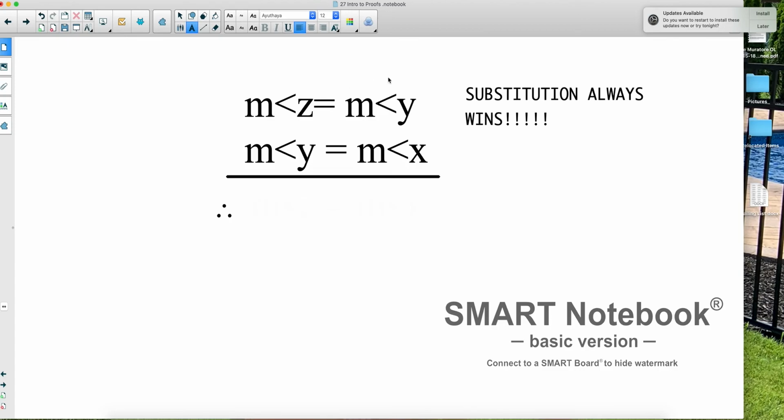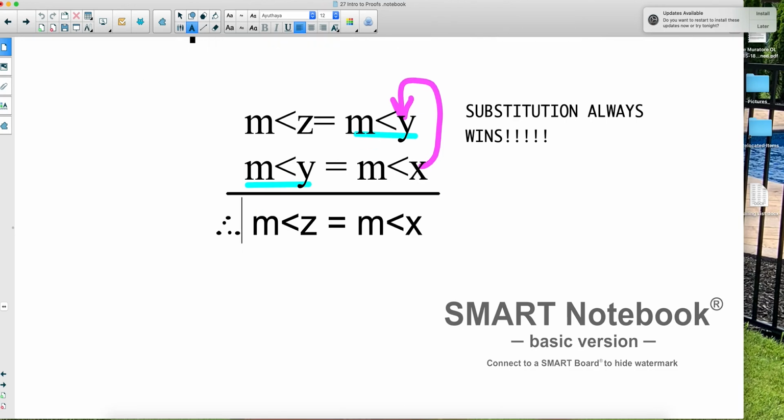So here, let's try to use substitution. For substitution, you look to see what repeats. Y repeats. Okay, so I'm going to take out this Y and replace it with its equal, which would be X. So what do we have? The measure of angle Z equals the measure of angle X. Substitution always wins. Okay.